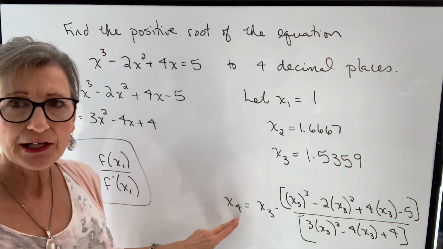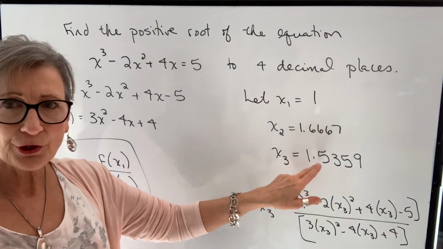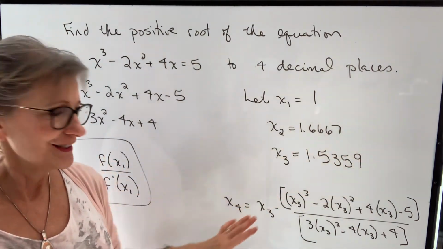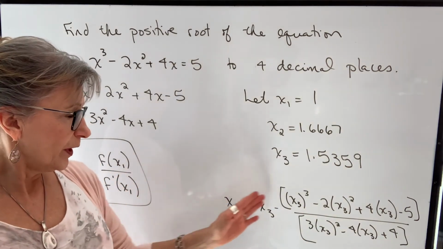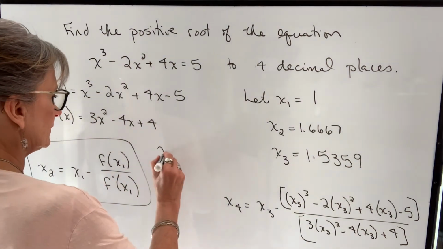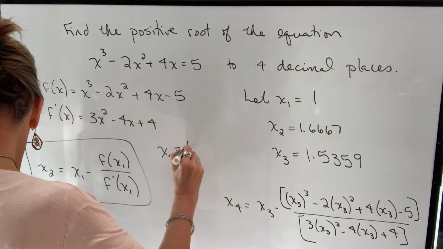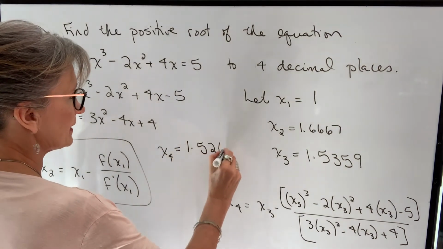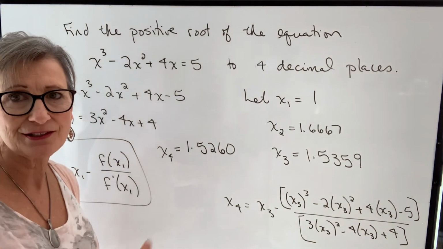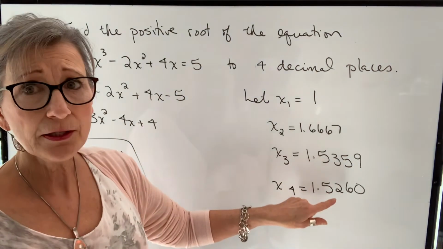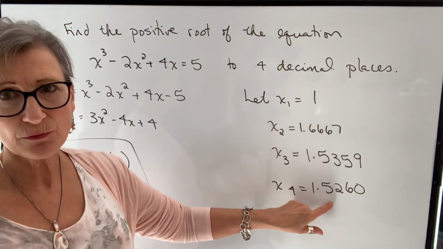So we're going to find x4 by plugging the value on our calculator, which I've rounded off to this, into our formula. When we calculate it, we should get 1.5260. So you should try that with your calculator and make sure you are able to get the same results that I am. We're getting close, but they're not the same to 4 decimal places.